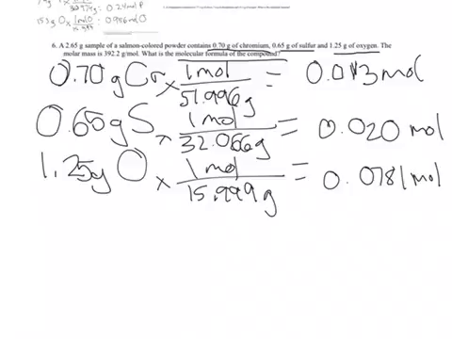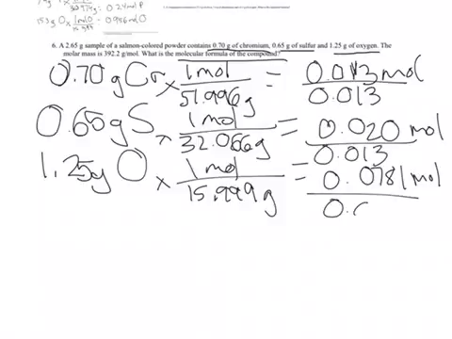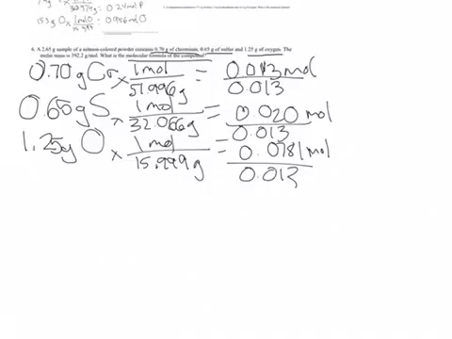All right, so once you have all the moles, the third and final step for finding the empirical formula is dividing them all by the smallest mole amount, which is the 0.013. When I do that, those numbers will be the subscripts: 1, 1.5, and 6.